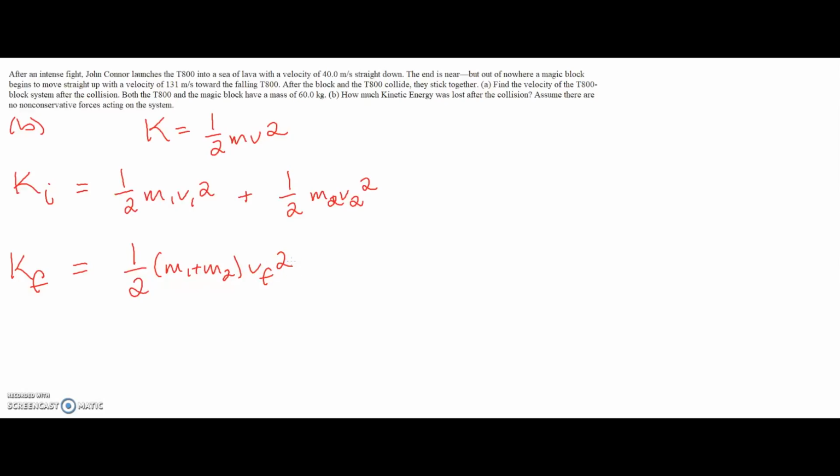And so in order to figure out how much kinetic energy was lost, we're going to subtract the final kinetic energy from the initial kinetic energy. So in order to do this, it's probably much easier to just substitute in, find the kinetic energy initial, and find the kinetic energy final, and subtract. So let's substitute for kinetic energy initial.